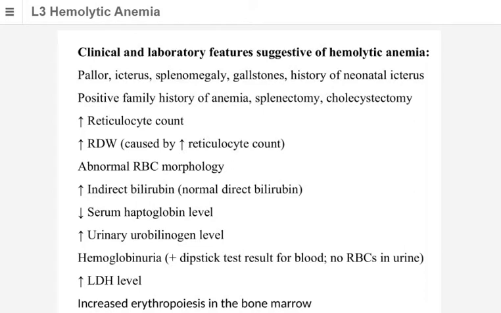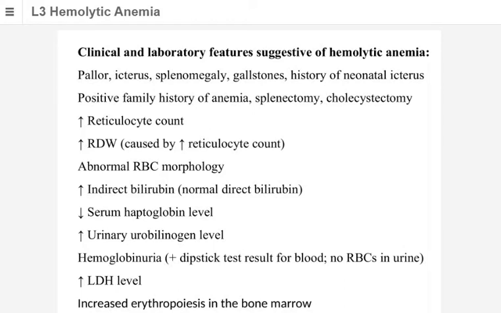The clinical features suggestive of hemolytic anemia: when you see a patient with pallor, icterus and jaundice, splenomegaly, gallstones, a history of neonatal icterus or neonatal jaundice, a positive family history of anemia, splenectomy, or cholecystectomy, all these are hints from the history.